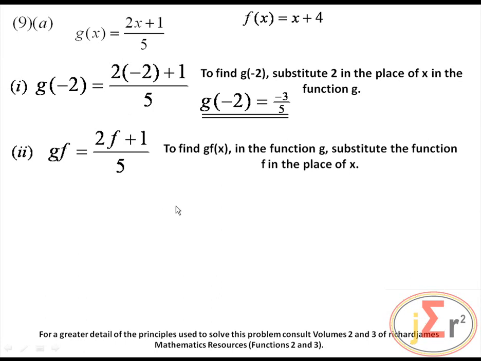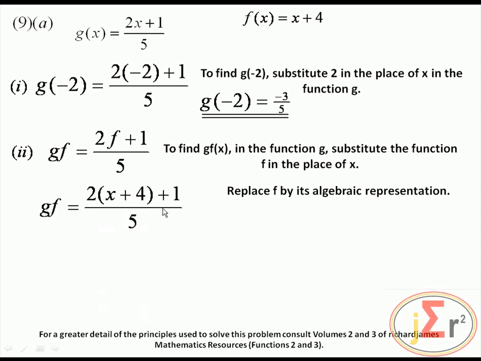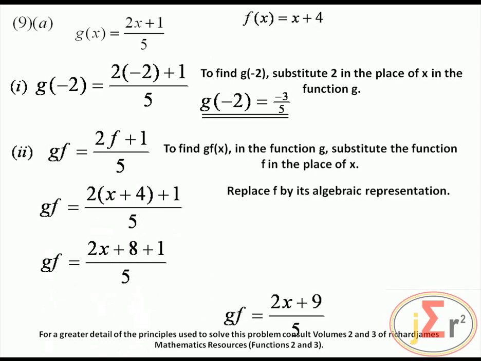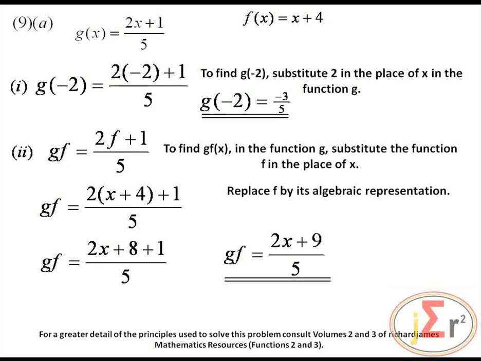We further substitute the algebraic expression for f right here. So what is f? f is x plus 4. Where we see f, we replace that with x plus 4. So 2 times x plus 4, plus 1, over 5, and that is simplified to give 2x plus 9 over 5.